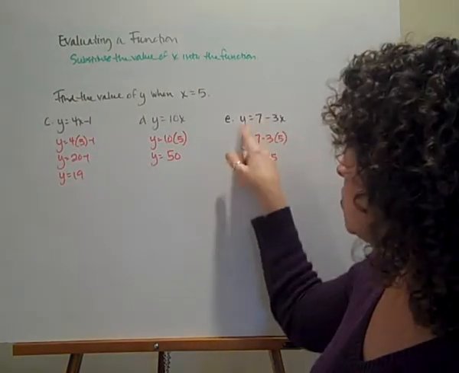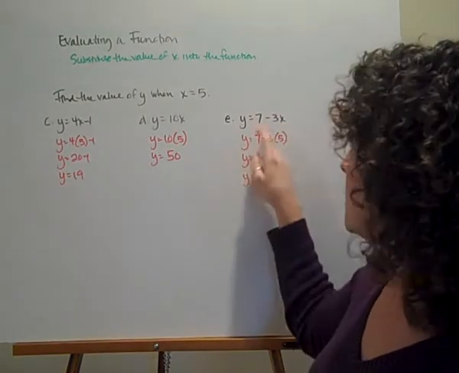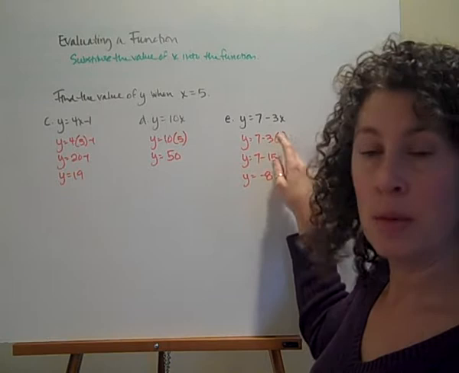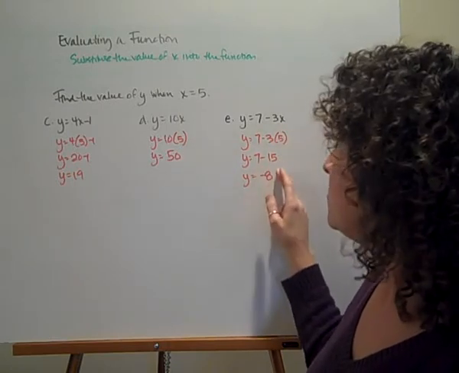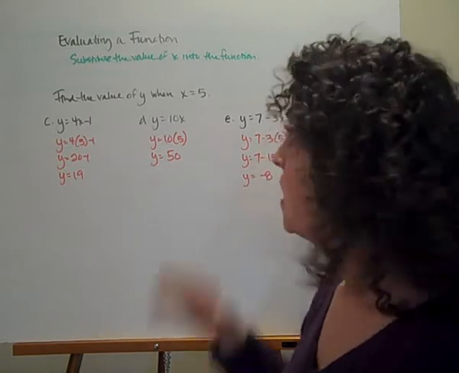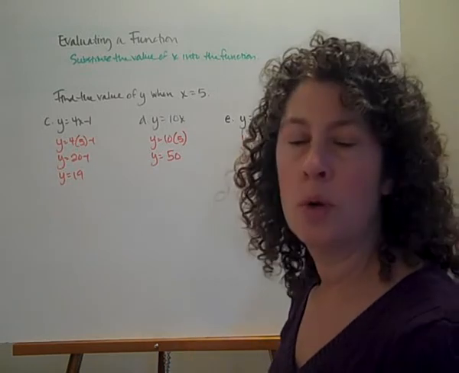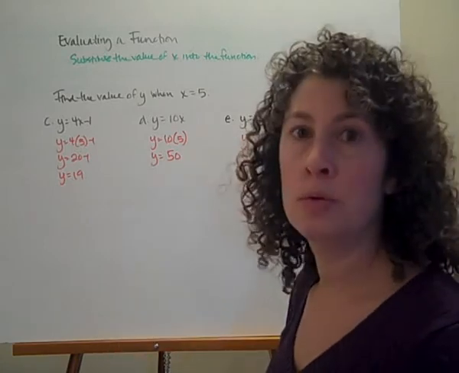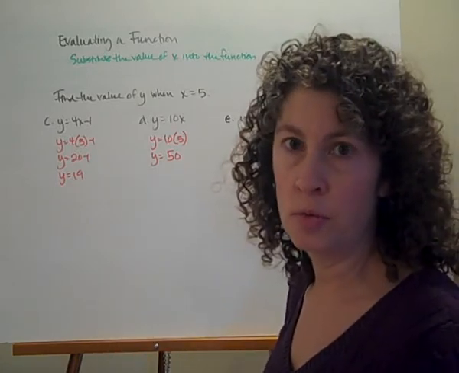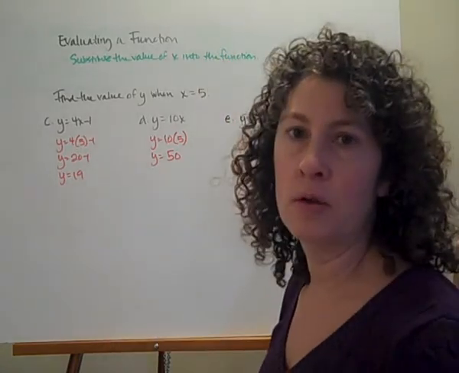And my last equation, y equals 7 minus 3x. That's y equals 7 minus 3, and then parentheses with my 5. I took the x out and put the 5 in its place. So 7 minus 15 gives me -8. So again, I should not only be able to write a function rule from English, I should be able to evaluate that function rule when I've been given a value for my x.